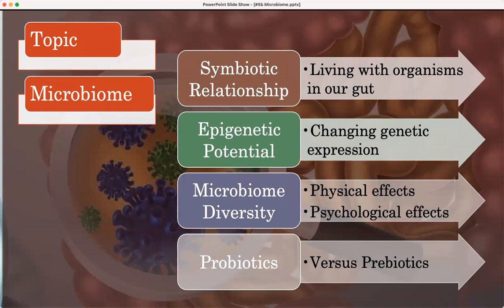So the different topics we're going to go through are the symbiotic relationship we have with these organisms throughout our gut, and how they have epigenetic potential, where they can change the genetic expression of diseases that may be on our DNA code, but may or may not be expressed. Along with that is the diversity of all these microbiomes within our gut. And changes in the diversity make changes in the physical effects that we express, as well as psychological effects. And then finally, we're going to talk about probiotics and prebiotics and how to improve the microbiome for the better.